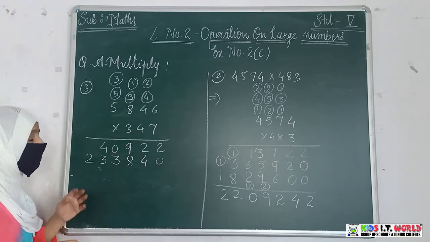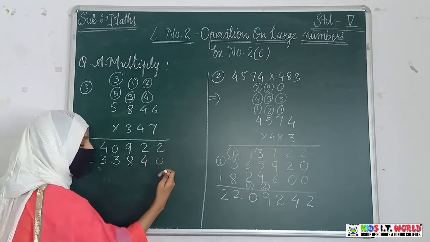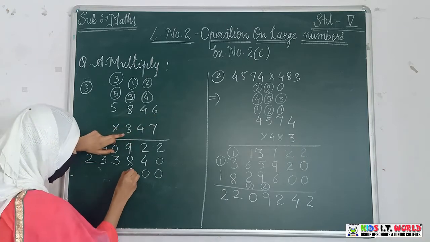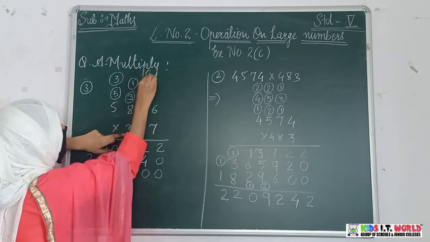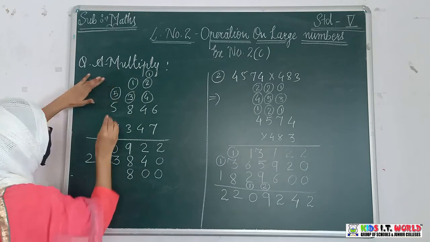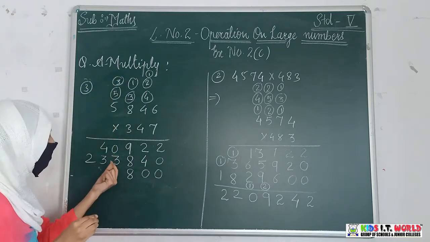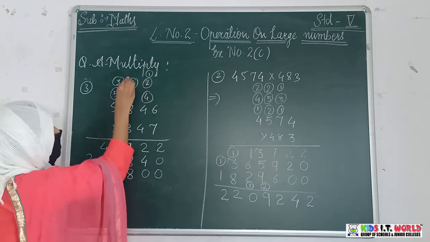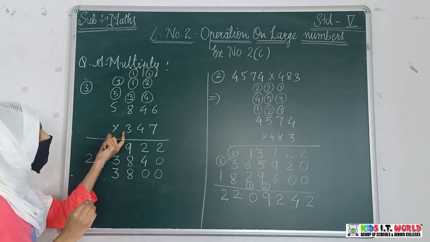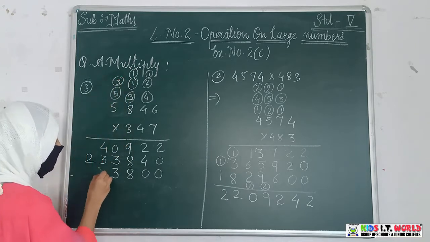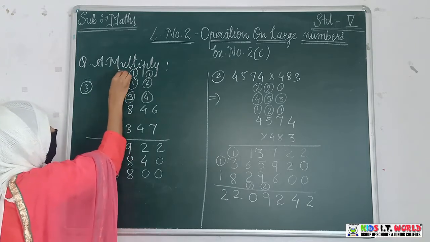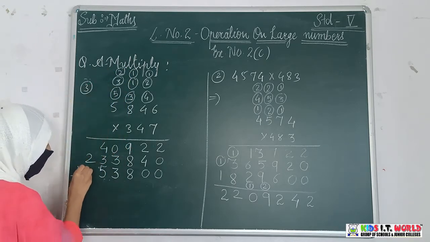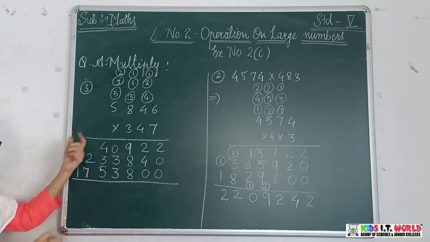Now coming to the third one, that is 3. Here our step is increasing, means you have to put the 2 zeros here. Now 6 3s are 18. 1 will be carried. 4 3s are 12. 12 plus 1 is 13. So 1 will carry. 8 3s are 24. 24 plus 1 is 25. 2 will carry and 5 3s are 15. 15 plus 2 is 17. Here we are finished with all the multipliers.